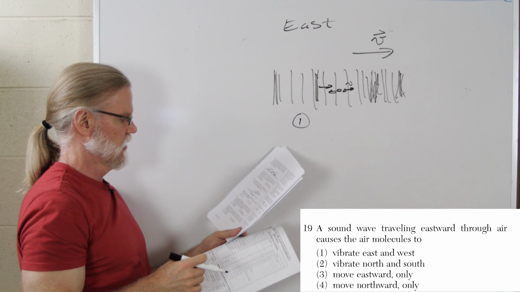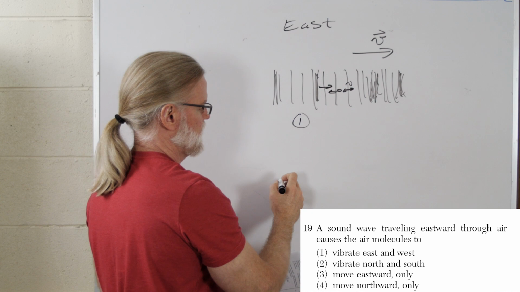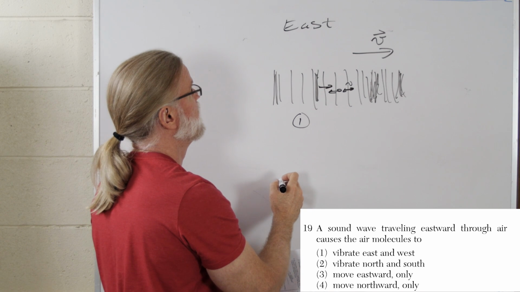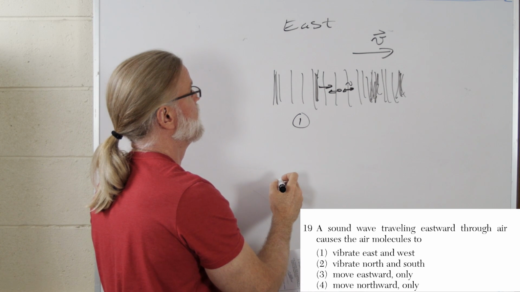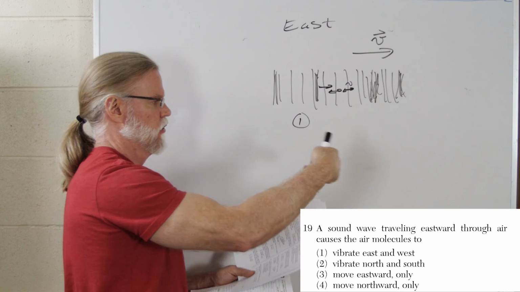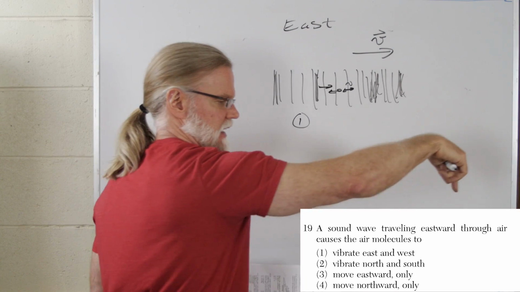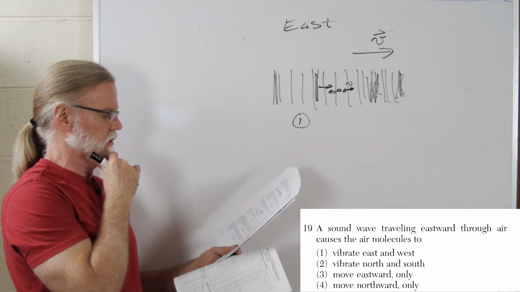What else do they say? North and south? Certainly not. I'm not even going to draw that because it's too hard. If that's east, then north is that way. If this was a light wave, it could be going like that, but I can't even draw that on the board because it's in a different plane.